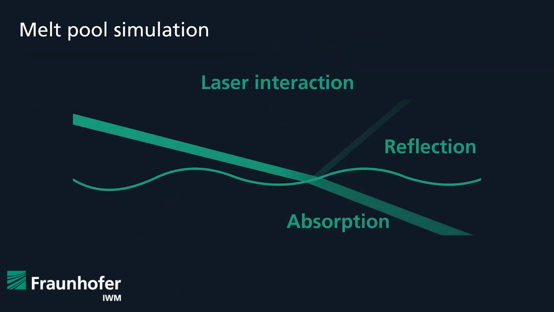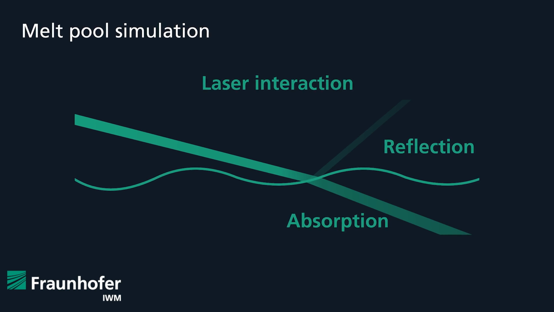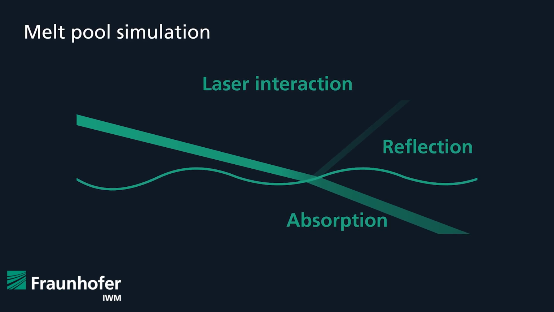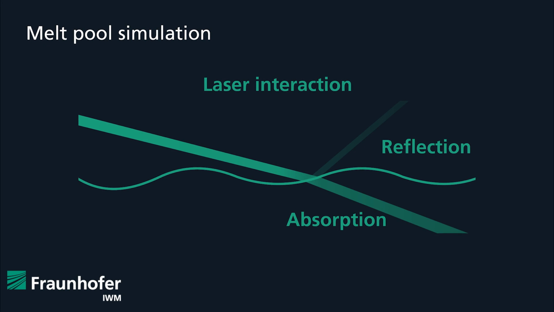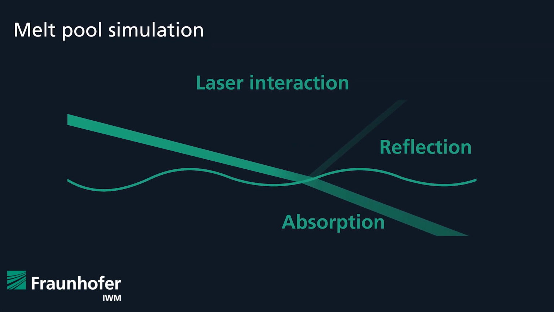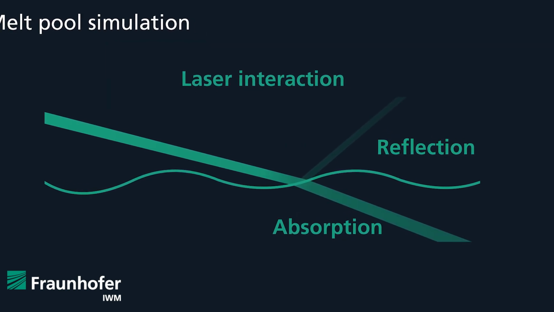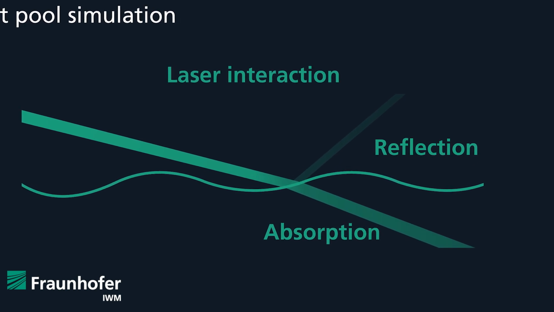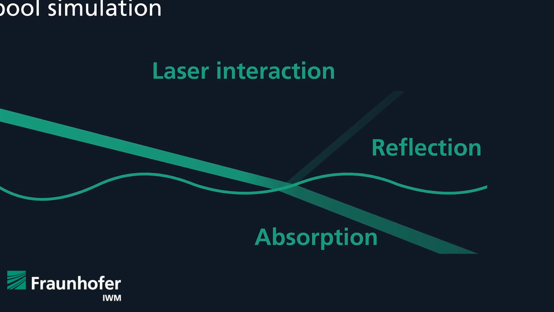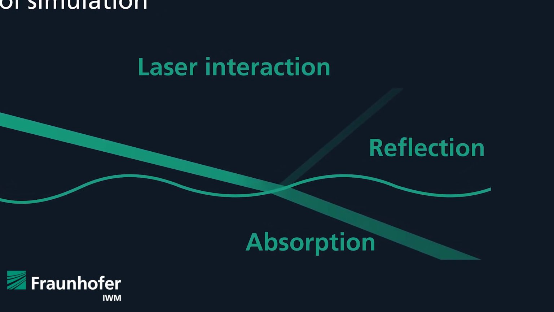Surface tension, viscosity, and possibly gas recoil pressure determine the melt pool shape. The stability of the melt pool is essential for a controlled manufacturing process. The interaction of the laser with the material is critical.